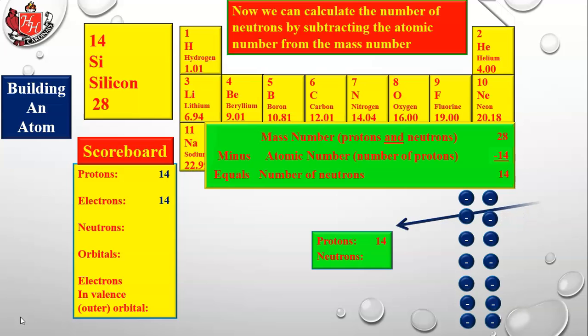Okay, so we can go ahead and place that number there. And we can also go ahead and place it in the nucleus. So the nucleus is taken care of. 14 protons, 14 neutrons in a silicon atom. A standard silicon atom, the most common isotope of silicon.